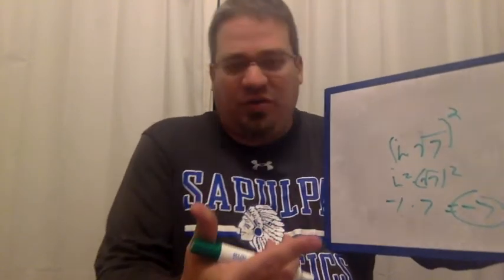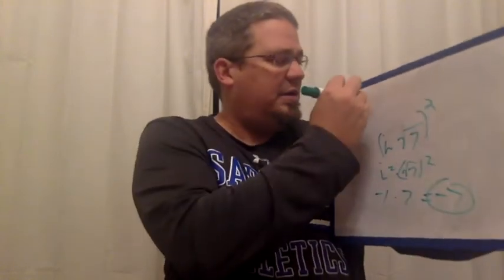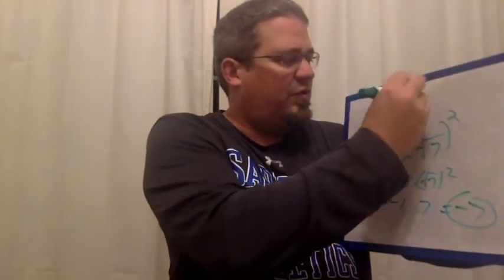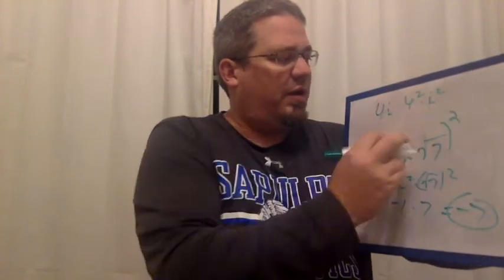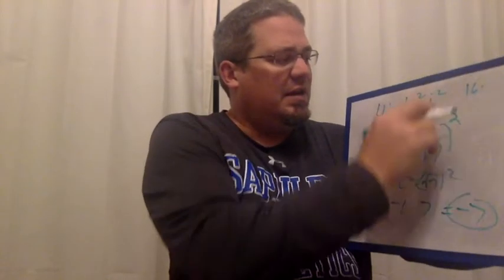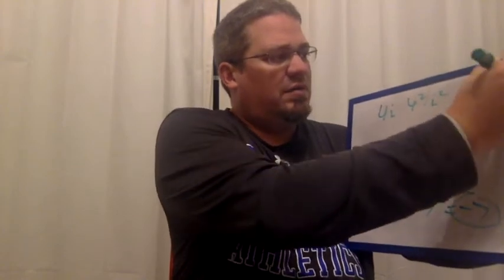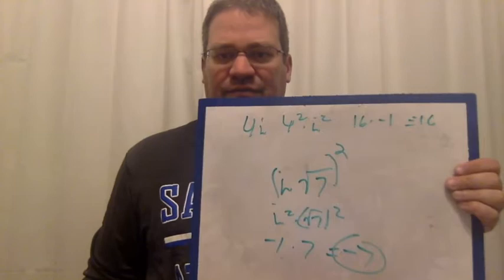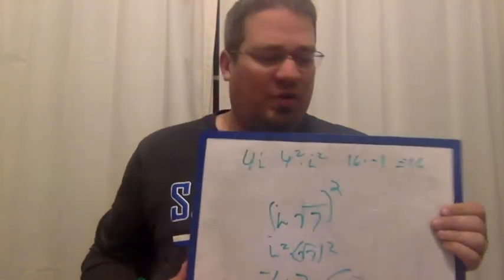And then whatever else you have in there, you simply square that number. If I had 4i and they asked me to find the square of that, well, then I do 4 squared times i squared. Well, 4 squared is 16, i squared is negative 1, so the answer would be negative 16. Okay? That's all there is to it. Don't overcomplicate it.